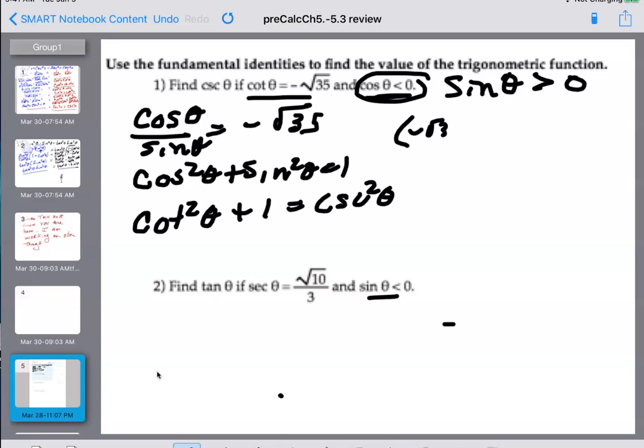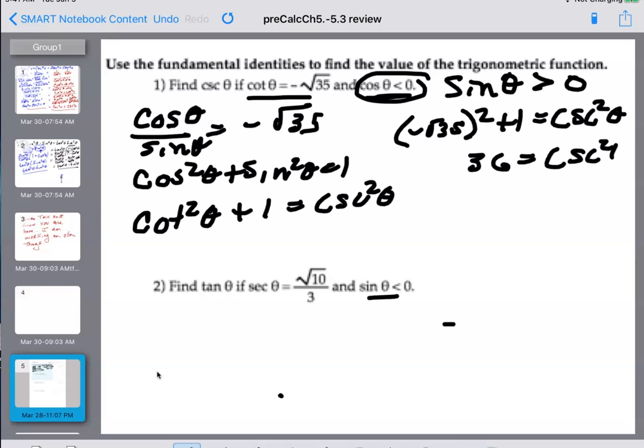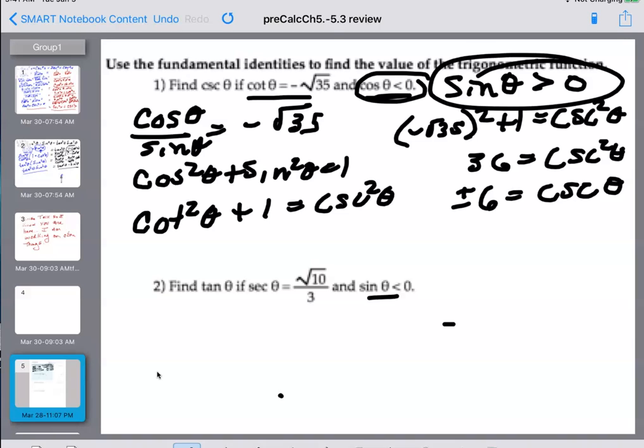Okay, well, now I've got negative square root of 35 squared plus 1 is equal to cosecant squared theta. Now this is 36, cosecant squared theta, and I know plus or minus 6 is cosecant theta. But I know that sine is positive, so 6 is cosecant theta.